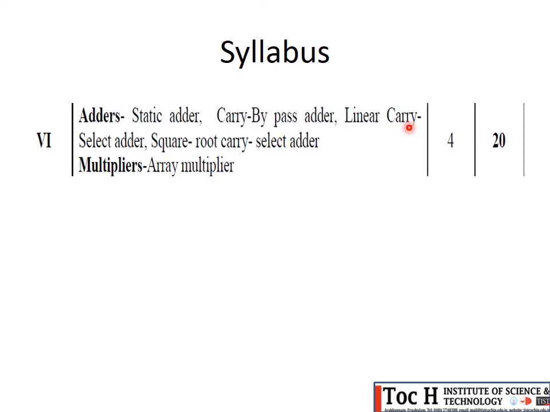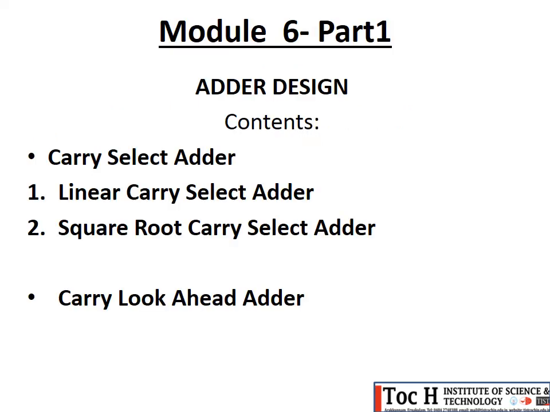The carry select adders are of two types: linear carry select adder and square root carry select adder. In this video lecture we are going to see these two main adder configurations and one more, that is the carry look ahead adder also. The main topic is carry select adder, which is of two types: linear carry select adder and square root carry select adder. Moving on to the first one, that is linear carry select adder.